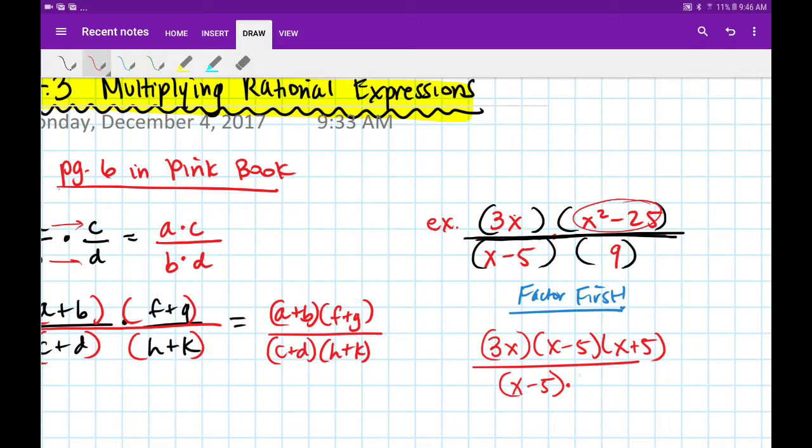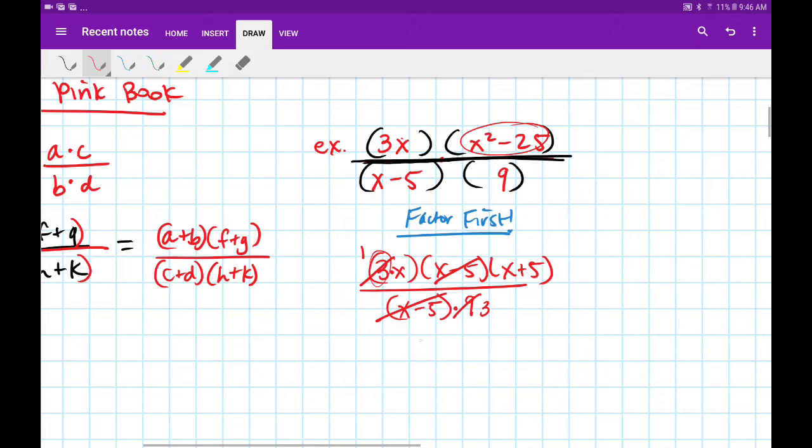Okay, so now what can we do? Well, the x minus 5 can disappear because they're both factors. They're pieces that are being multiplied. And then over here, this 9 and the 3, because that's really 3 times x. So 3 is its own factor. That can simplify. So that 3 divided by 3 becomes a 1. This 9 divided by 3 becomes a 3 at the bottom. And my final answer is going to be x, so I'm just seeing what I've left up top. I have x times x plus 5 all over 3.